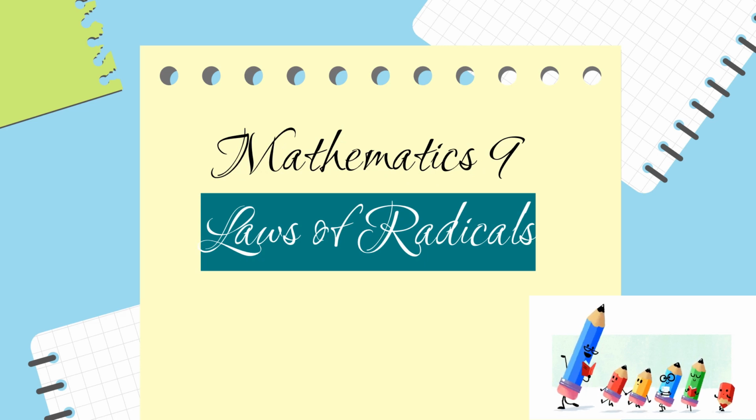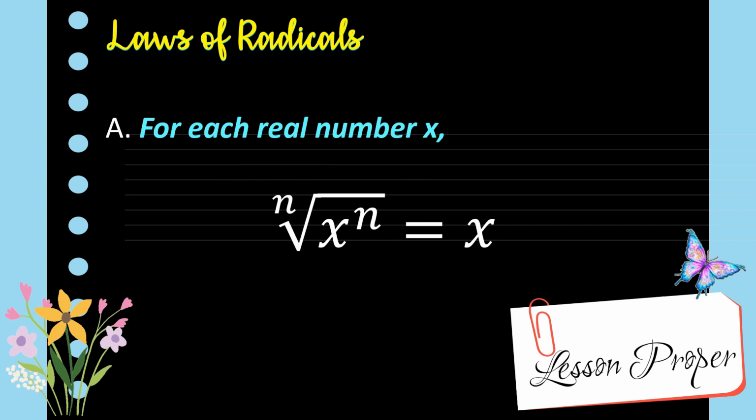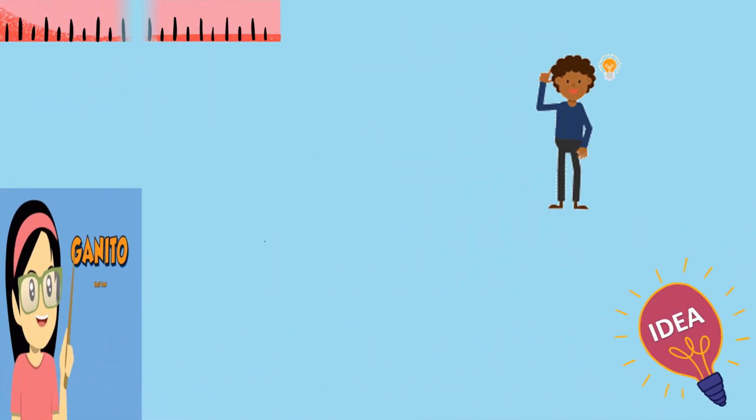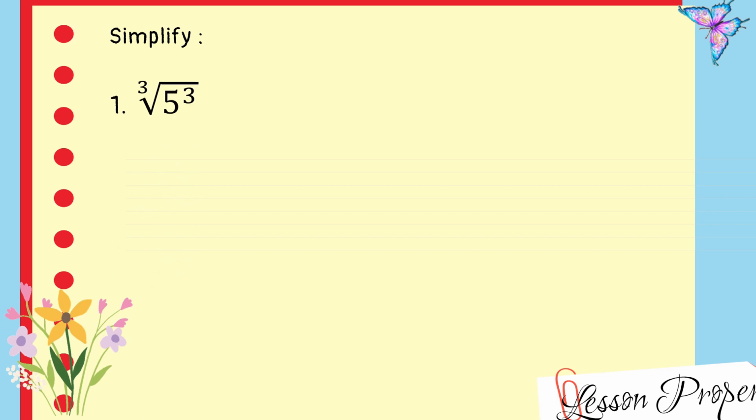There are laws of radicals which would be of help in simplifying radicals. So let's take them one by one. The first law of radicals states that for each real number x, the nth root of x raised to n is equal to x. How is that? To understand it better, let's have some examples. Simplify the cube root of 5 raised to 3.